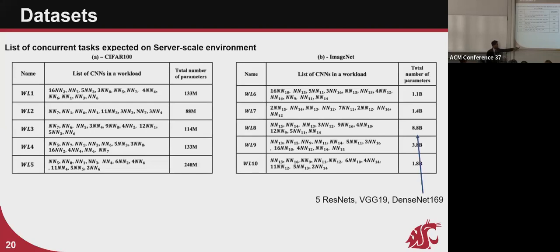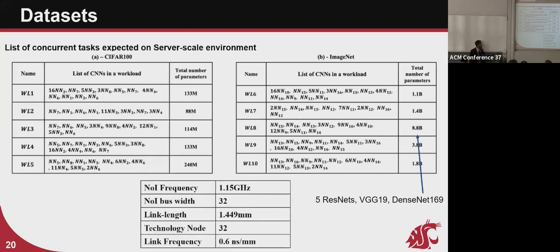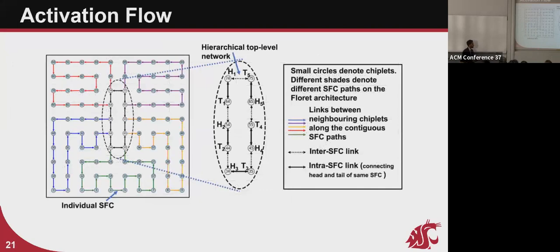If you remember these NNs, they just represent what they were. So we have 5 ResNets followed by some VGGs and multiple DenseNets. We use the NVIDIA GRS parameters to implement all the considered NOIs to have this equivalent scenario, so there's a fair comparison. The only difference is the network on interposer and also the mapping that we are doing.